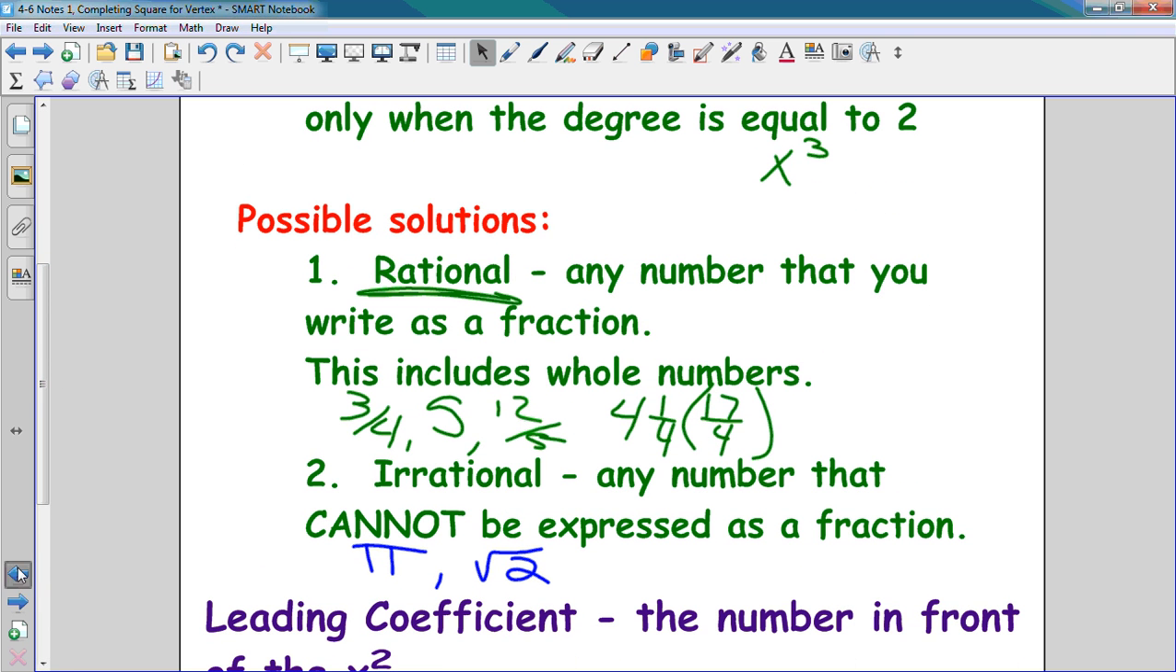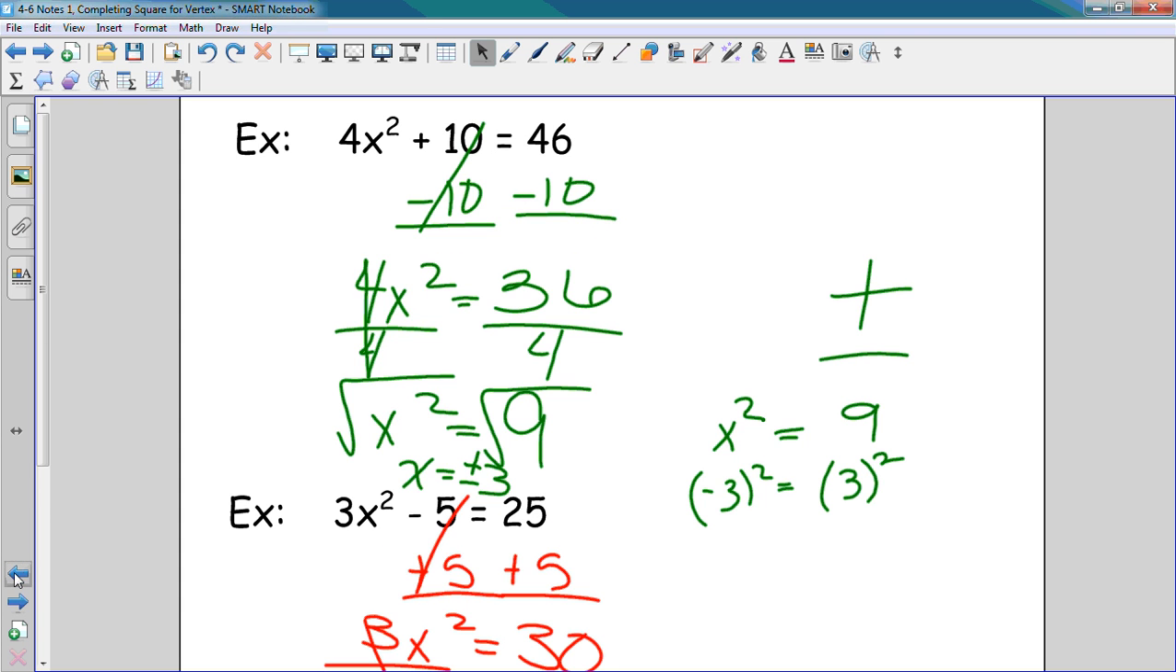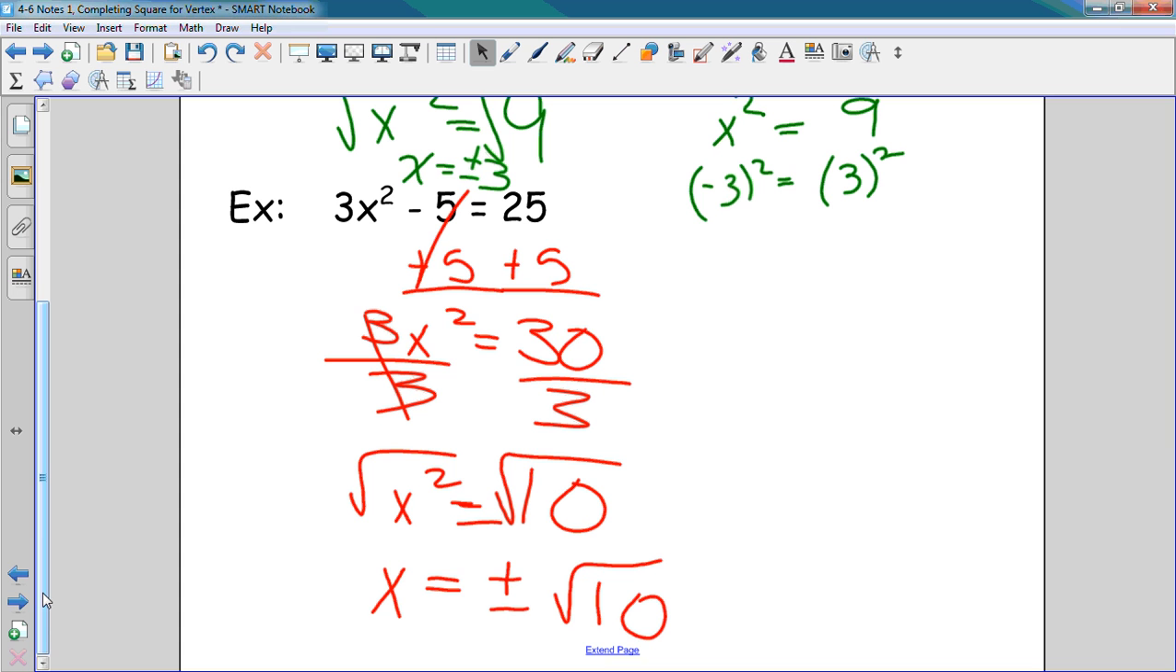So let's go back to our answers that we got. Our answer here, in this example, irrational or rational? Irrational. Up on top, irrational or rational? Agreed. Rational. On the bottom, irrational. You understand the difference? We can't write square root of 10 as a fraction, so it's an irrational answer.